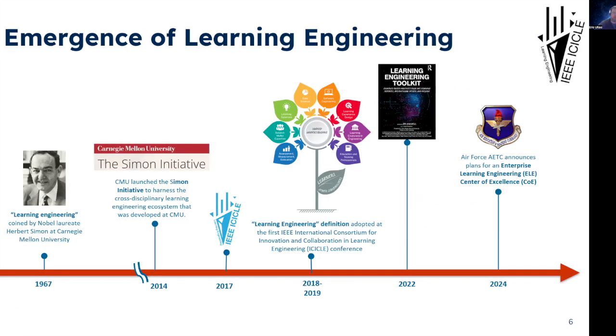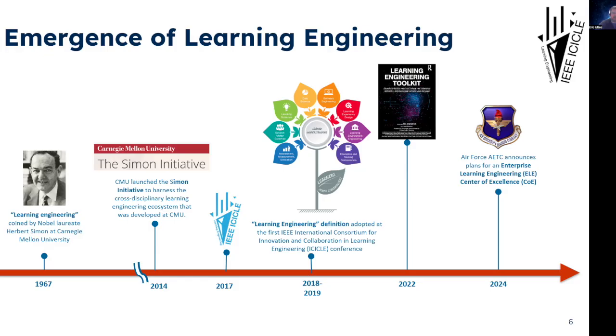A little bit about the history of how learning engineering came to be. It may be new to some of the folks here, but it's not a new concept overall. It's just growing in popularity based on innovations in technology and identification of pain points in learning, education and training. It started at Carnegie Mellon back in 1967 by Nobel laureate Herbert Simon. And through updates over time, in 2014 they started an initiative looking at learning engineering ecosystems. I'm sure many of you have heard the terms learning ecosystem, training ecosystem, digital ecosystem. All those are connected thoughts to this.